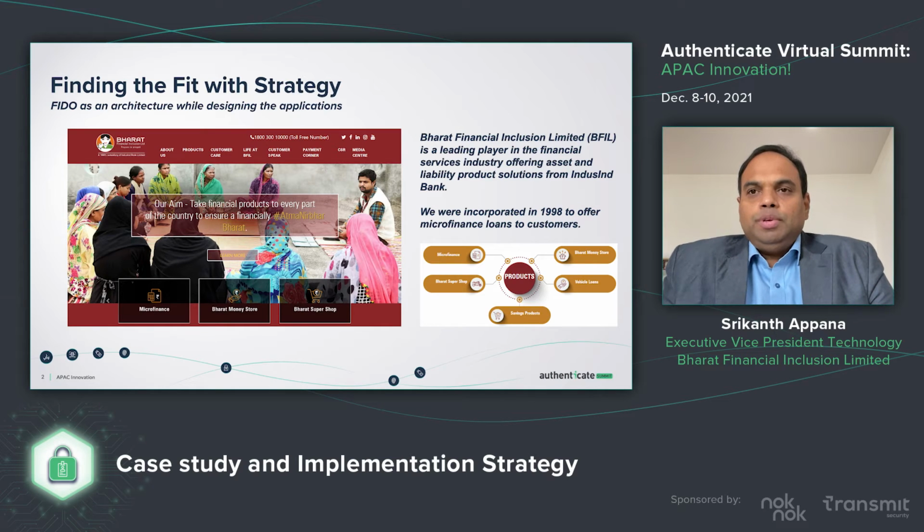I want to talk about a business case where we tried FIDO as an architecture while we were designing our application. This goes back almost a year, when we had a business requirement to design an application strategy for our customer and merchant acquisition.